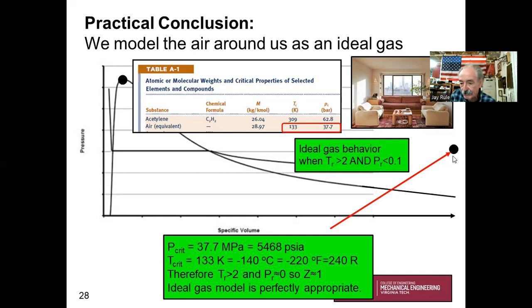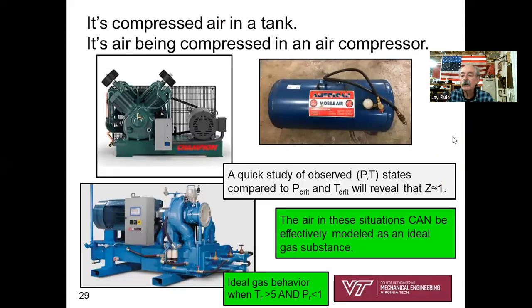So we're way out here on the vapor dome. Okay. We're perfectly valid to model room air as an ideal gas. You can go through the same drill with the compressed air in the tank. You get about the same results. Here's some real, honest to goodness, real world compressors. Centrifugal air compressor. This is a positive displacement piston and cylinder air compressor.